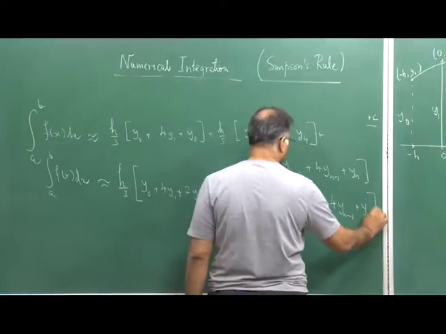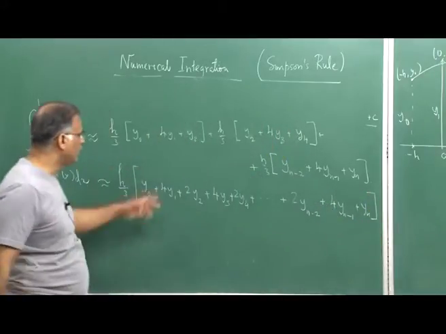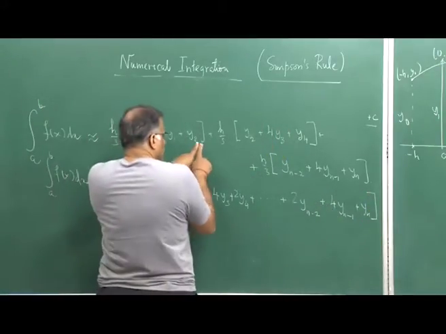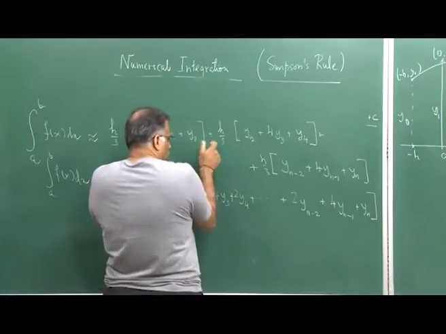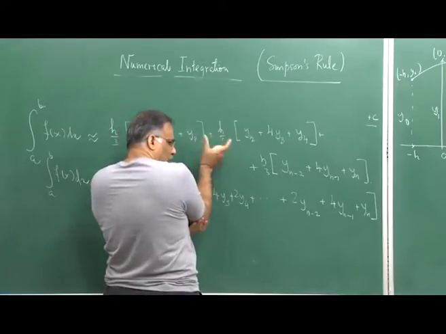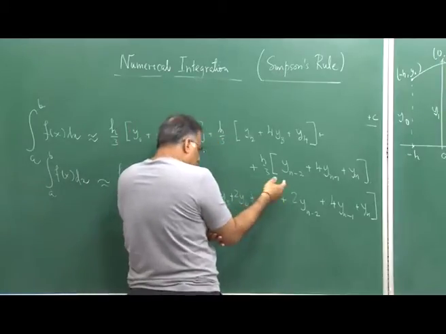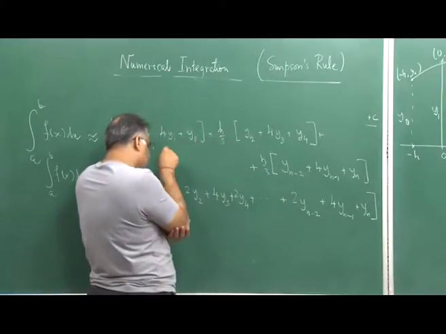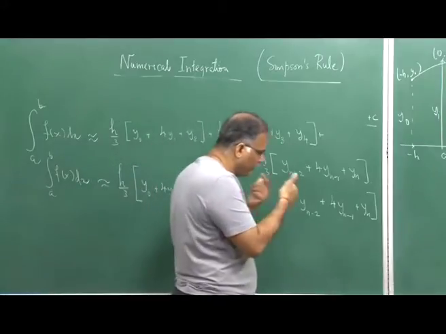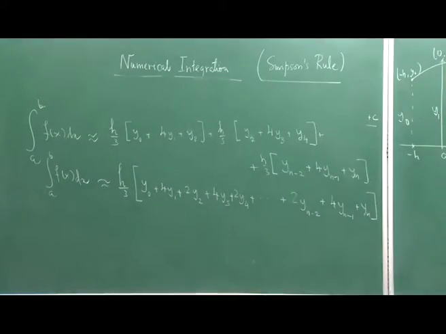It is not the odd and even type. Basically, the y2 is a common endpoint between two such blocks. So, the common endpoints will be repeated twice, and obviously the other ones which are in the middle will have 4 as the coefficient, because that is what we get.